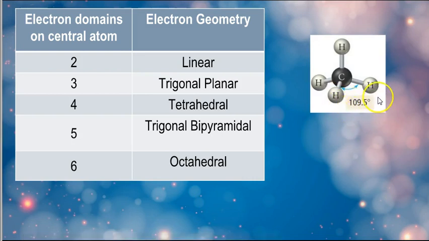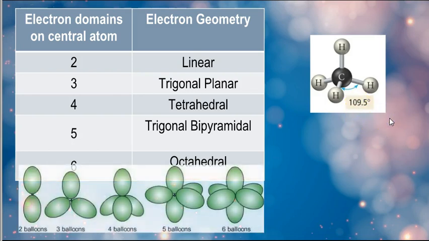All right, tetrahedral is if there's 4. This has a 109.5 degree bond angle. And remember that lone pairs repel a little bit more than bonding pairs, and so if you have a lone pair up here, it changes the angle a little bit. So it'll be a little bit less than 109, but roughly 109 degrees is acceptable.